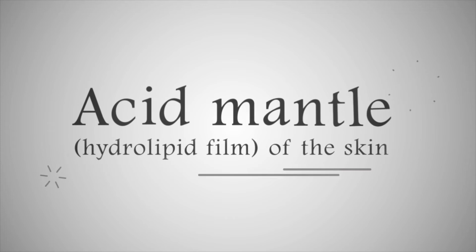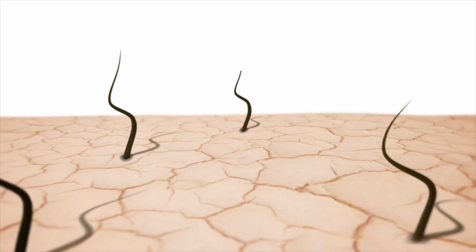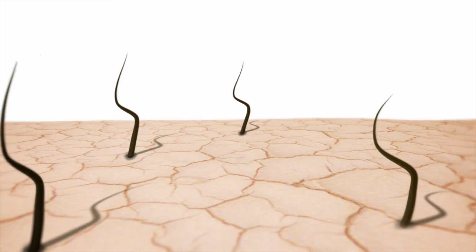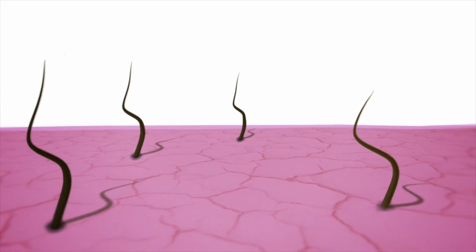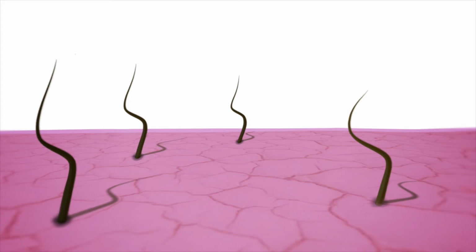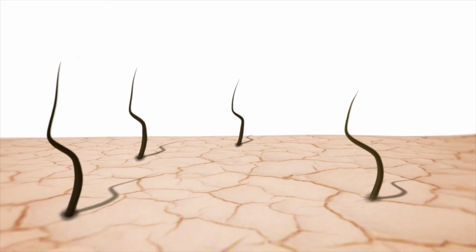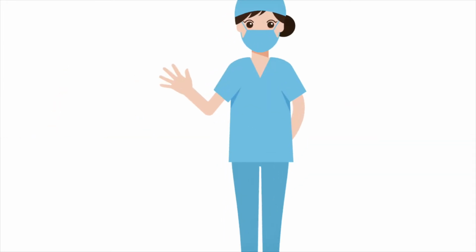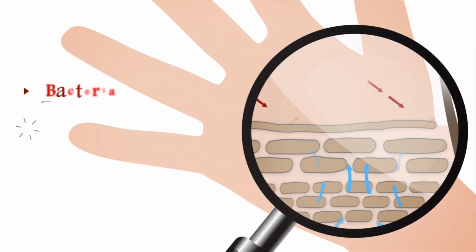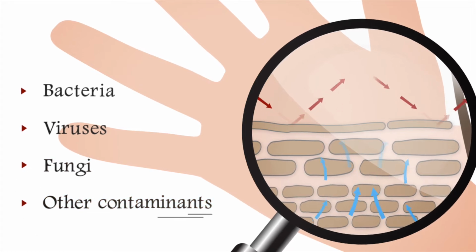Acid mantle hydrolipid film of the skin. The epidermis is covered by a mixture of water and lipids. This creates a film on the skin surface, known as the hydrolipid film or acid mantle. This protective film is maintained by lactic acid, fatty acids, and amino acids secreted from sweat and sebaceous glands. It acts as a barrier to bacteria, viruses, fungi, and other contaminants.